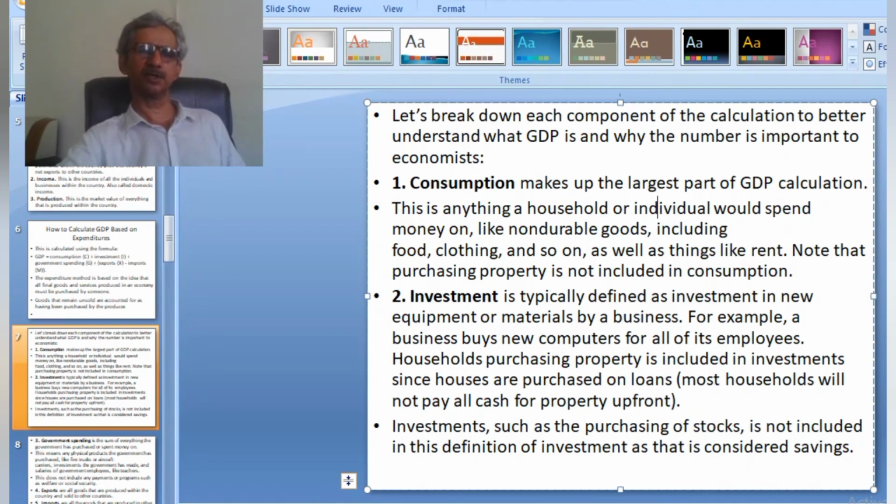Housing investment is there, and capital investment is there, meaning the manufacturing sector is also expanding the size of its plants, and plazas are also constructed. Investments such as the purchasing of stock are not included in this definition of investment, and this is considered saving. When people purchase shares or stocks, it is not counted as investment, it is treated as savings.